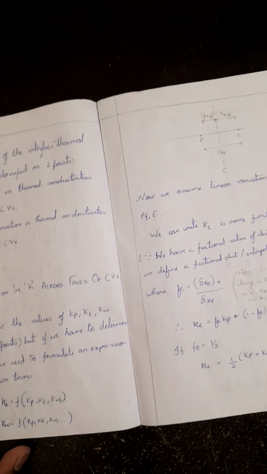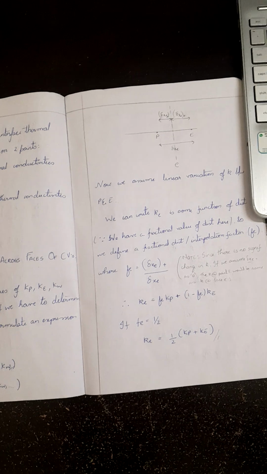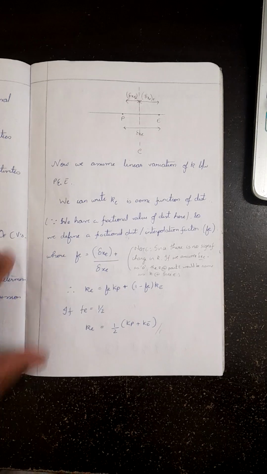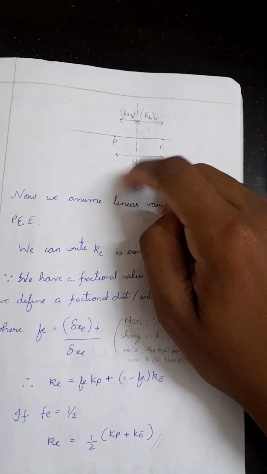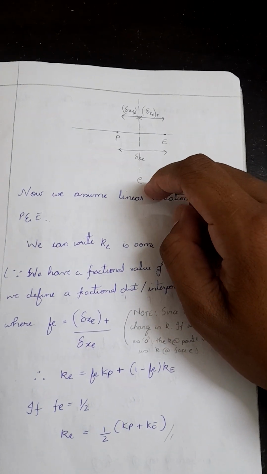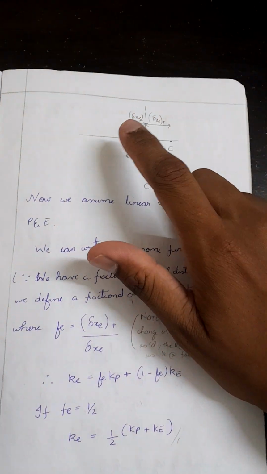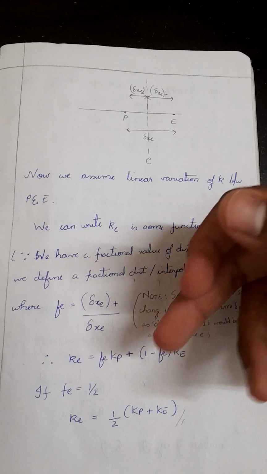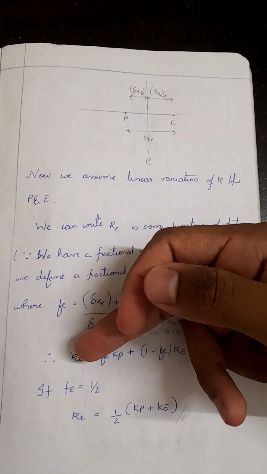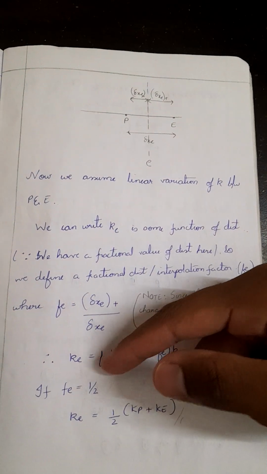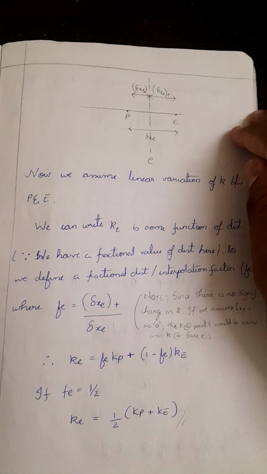In the first approach, we write thermal conductivity as a function of the distance and the thermal conductivities of each of the grid points. For example, if I have to determine the thermal conductivity of this face, I can write my expression as a function of distance and the thermal conductivities of these grid points individually. So I'd be writing my thermal conductivity at this face, Ke, as Fe times Kp plus (1 minus Fe) times Ke. Now you all might be wondering what Fe is. Fe is nothing but the interpolation factor.